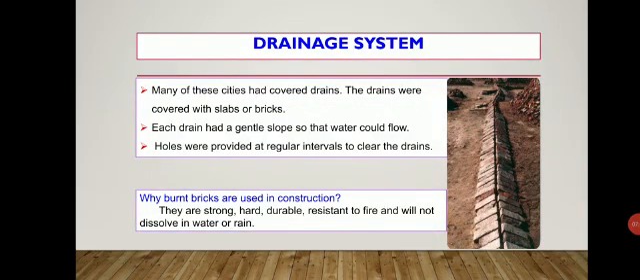Next topic is the drainage system. Many of these cities had covered drains. The drains were covered with slabs or bricks. Each drain had a gentle slope so that water could flow. Holes were provided at regular intervals to clear the drains. Refer to page number 148. This is the picture of the drainage system.